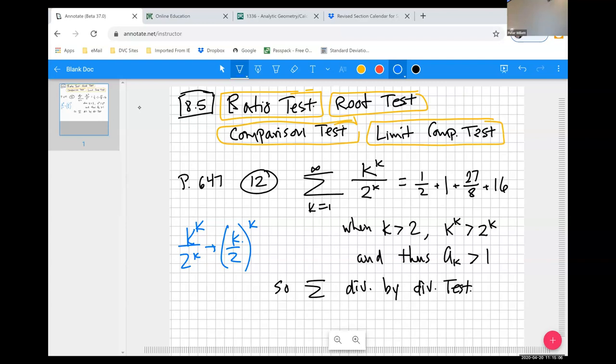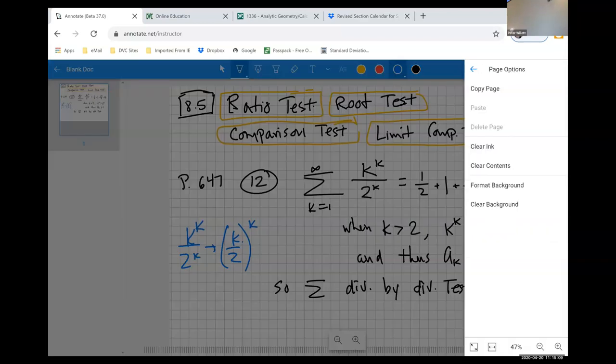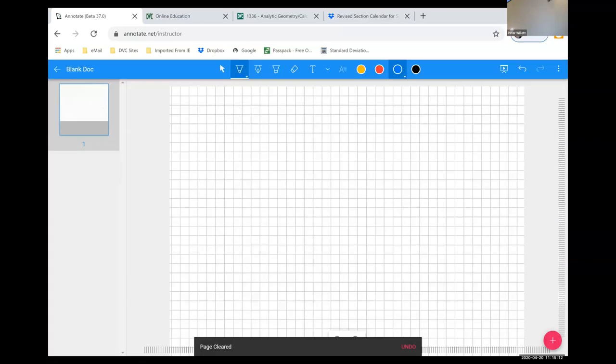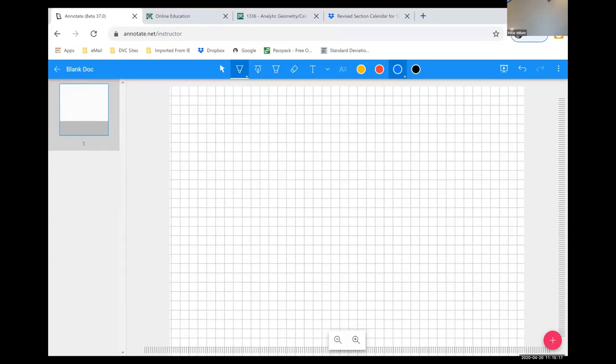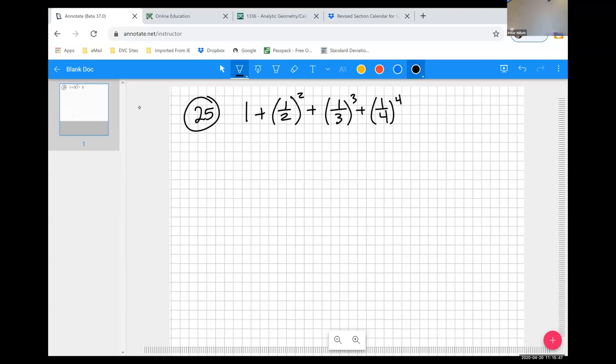Okay, well, let's move on because we've got lots to cover and not enough time to do it. Let's look at another example. So let's try maybe 25. Again, we're trying to determine convergence or divergence. And in 25, they write out terms: 1 plus 1 half squared plus 1 third cubed plus 1 fourth to the fourth.